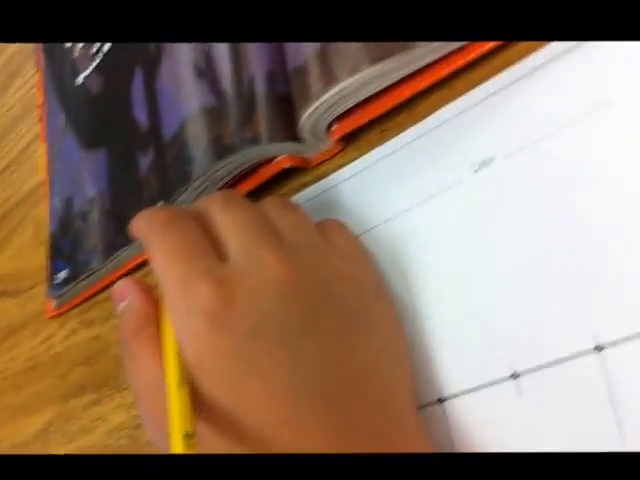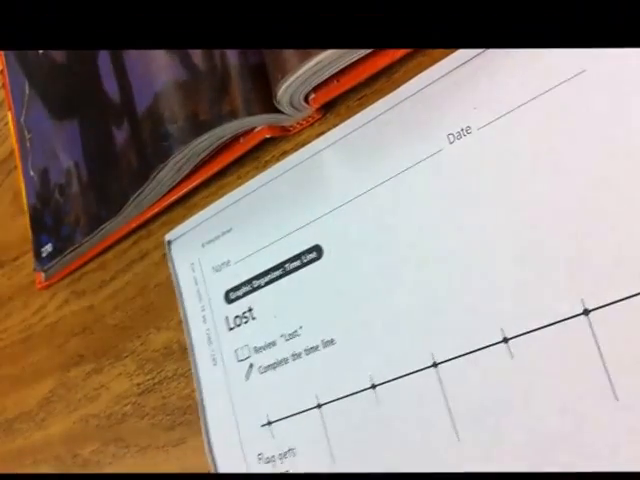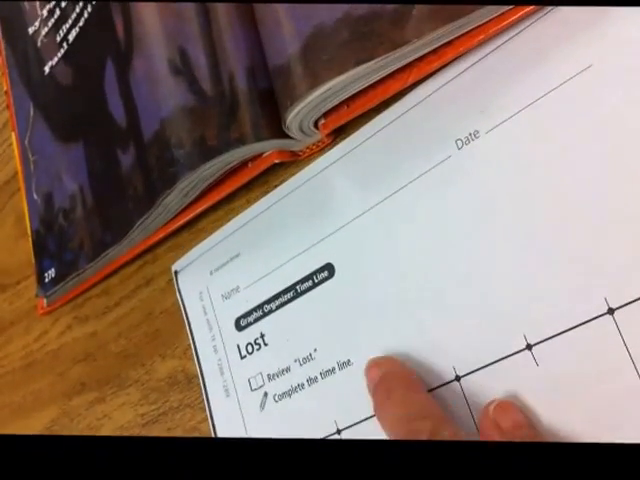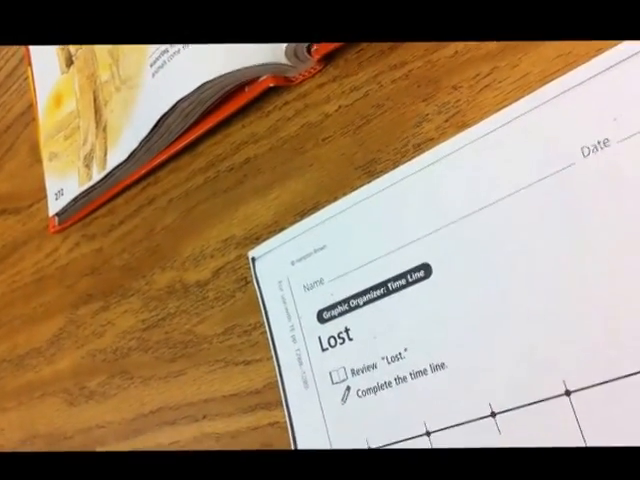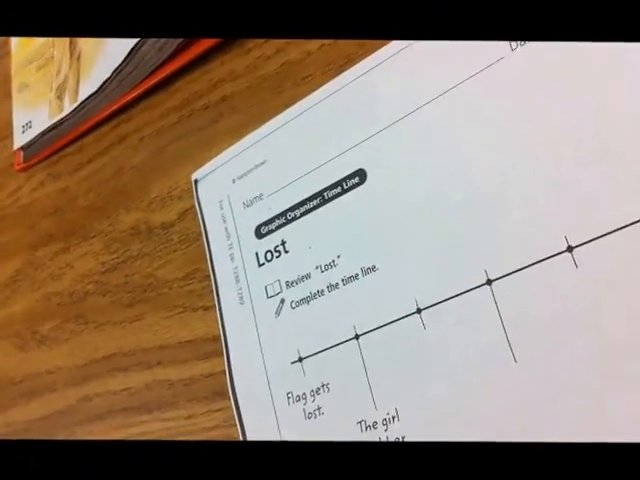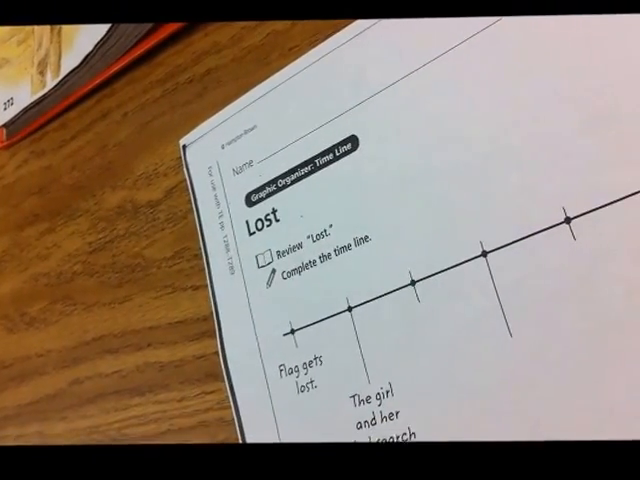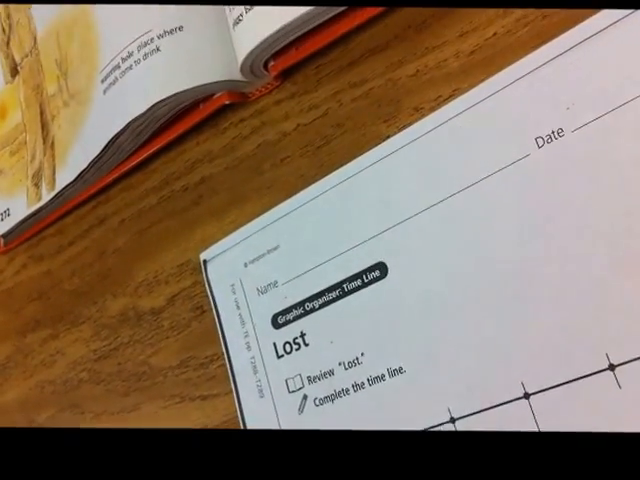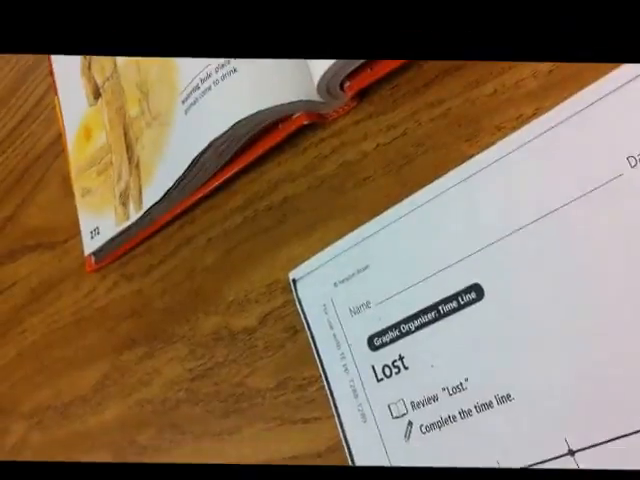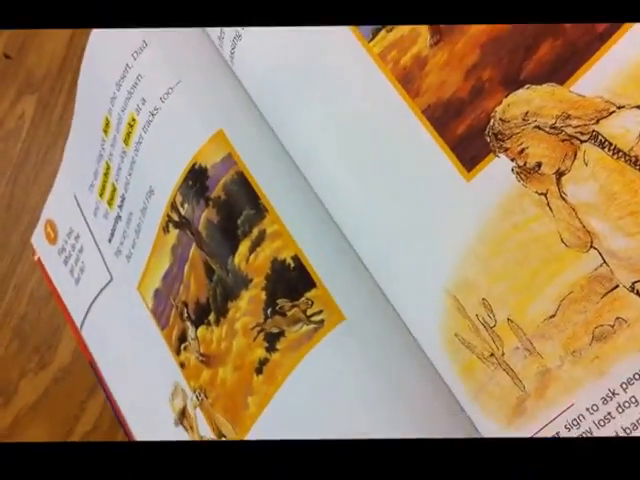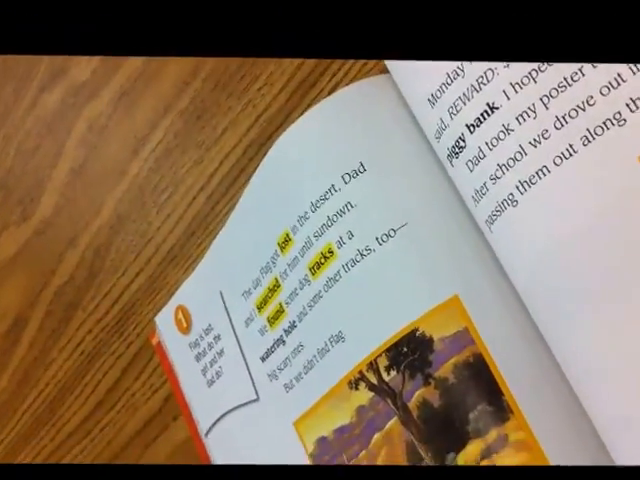So I've already gotten it kind of started for you. Let me show you this part here. The story's lost, of course, and we're going to talk about where Flag gets lost. That was the first starting point. Then the second thing that happened was the girl and her dog search for the dog, Flag, right? Okay, what is the next thing that you think happens in that story? We can look back at the story if we need to.